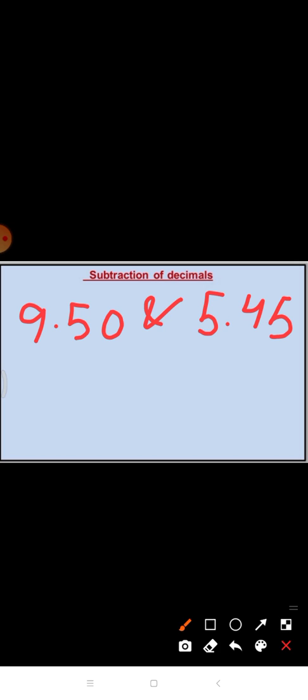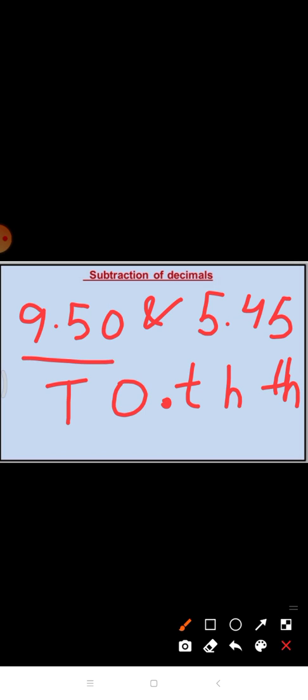So here I'll write ones, tens, and after ones we have decimal point. Then we have tenths, hundredths, and thousands. Starting with the first decimal number, we have 9.50. 9 is at ones place. So I'll write 9 here. Then we have a decimal point. 5 is at tenths place. 0 is at hundredths place.